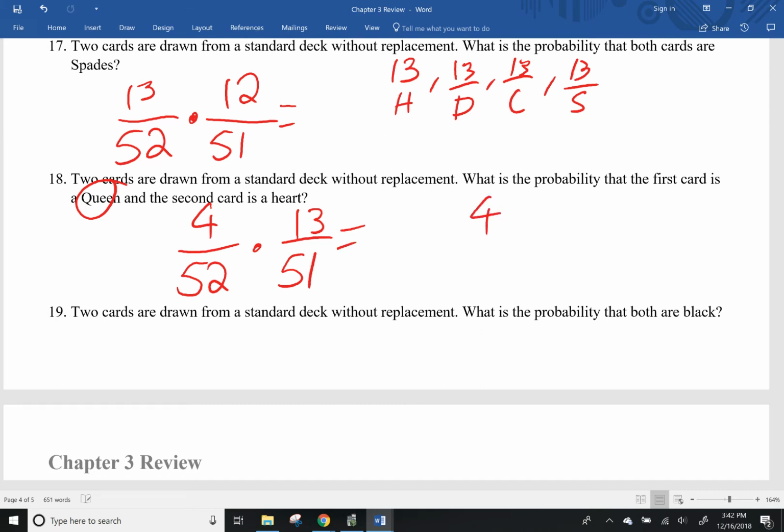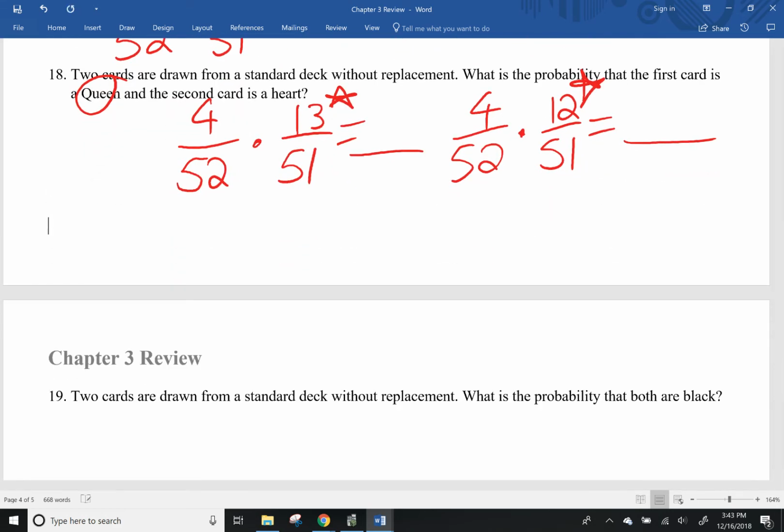Or the other way, there's, again, 4 queens out of 52 cards. But let's say I chose the queen of hearts, which means there's only 12 hearts remaining in the deck out of 51 cards. So there's technically 2 answers. It depends if you chose the queen of hearts first or if you chose a queen that wasn't a heart first. I won't put one like this on the test that has 2 answers, but technically you could argue that this does have 2 answers.